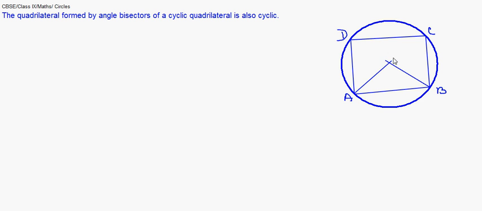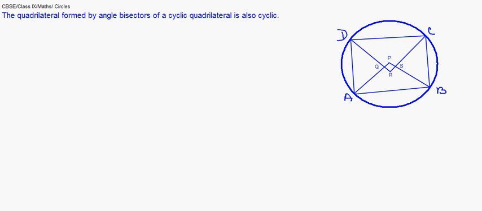I need to clear this up. Okay, and also C and D's. Now we have to name them as well. I name this as P, this point of intersection to be Q, this as R, and this as S. So we have to prove PQRS, though my figure might not be accurate.